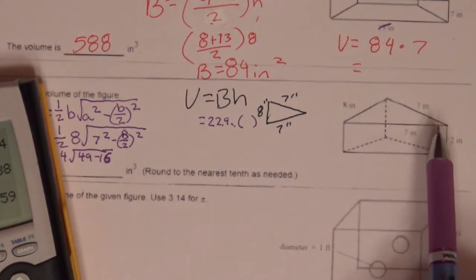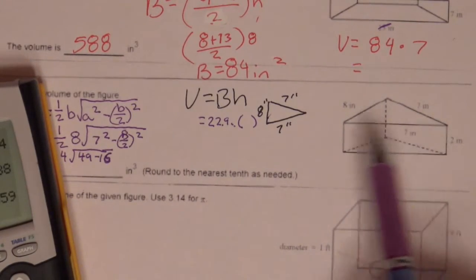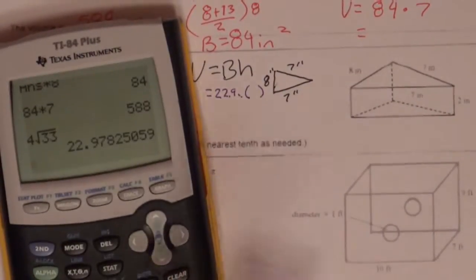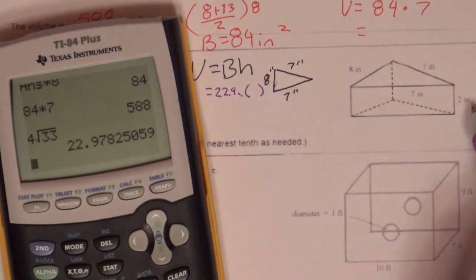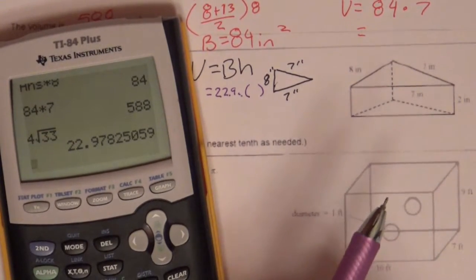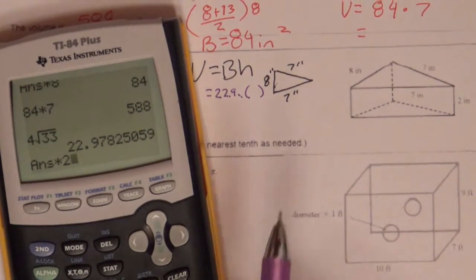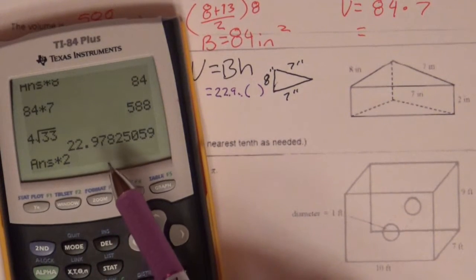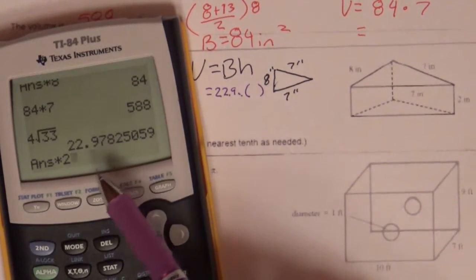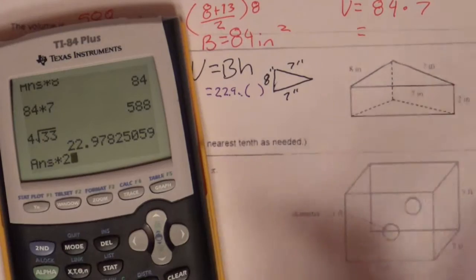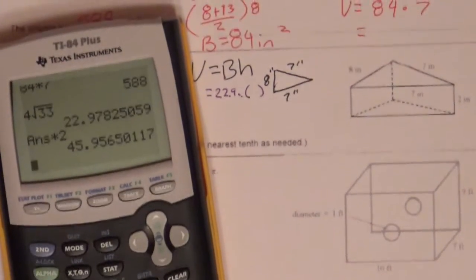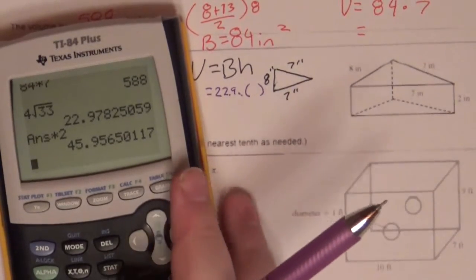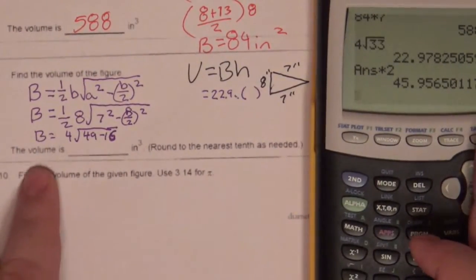Well, one, I've already found the area of my base, which happens to be that 22.9 blah blah blah. And now I also know the height of my three-dimensional shape, which happens to be 2, so I'm going to multiply that by 2. Why waste your time trying to plug this number back into the calculator when all you got to do is hit times 2? When I do, I get 45.95 blah blah blah.